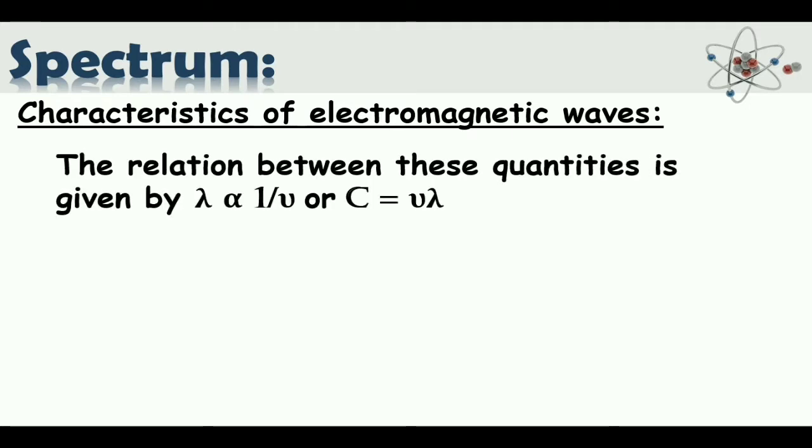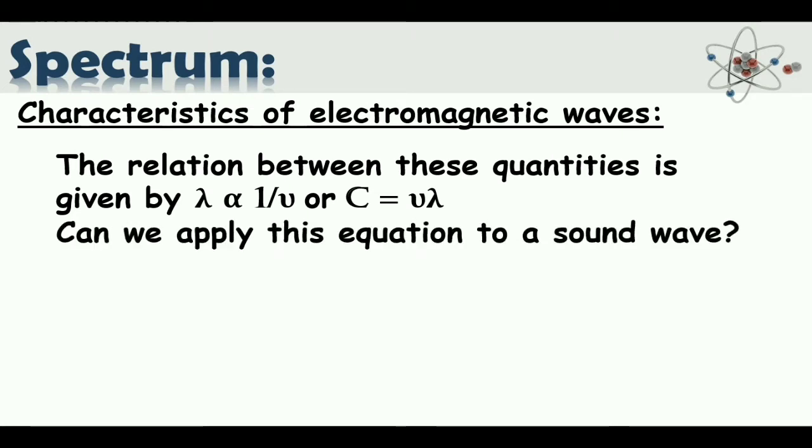The relation between these quantities is given by lambda is inversely proportional to the frequency, that is, wavelength is inversely proportional to the frequency. To remove the proportionality, we need to place a constant called c. So c is equal to nu lambda. c is the speed of the electromagnetic wave, nu is the frequency, and lambda is the wavelength.